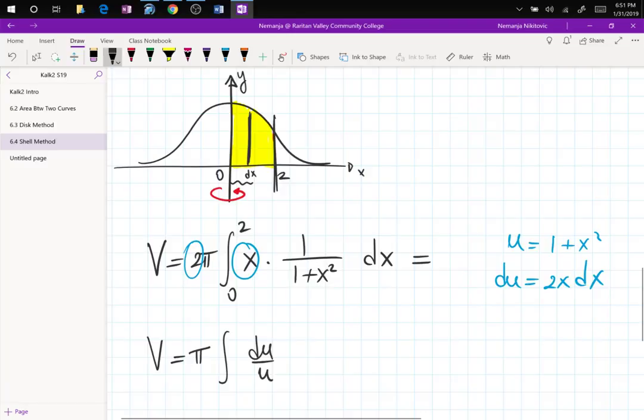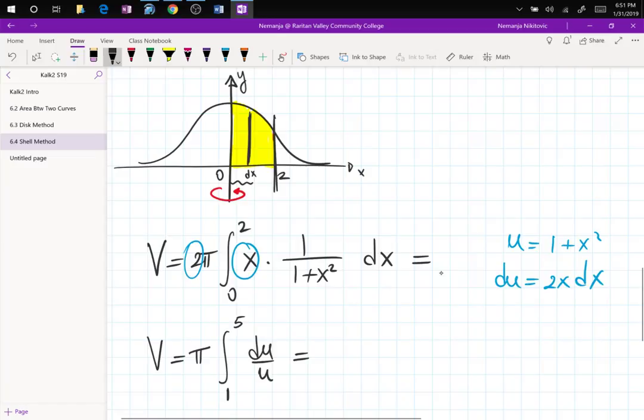So plug in 0 in the original problem. 1 plus 0 squared is 1. Plug in 2 in the original problem. 1 plus 4 is 5. Now, the coolest thing about switching the limits is you don't have to go back to x. You can just compute in u, use u limits to calculate the number, and you're done.